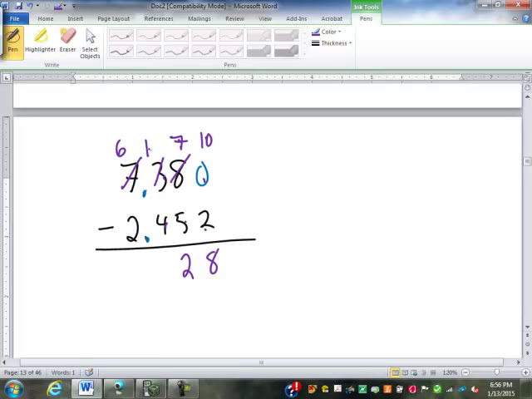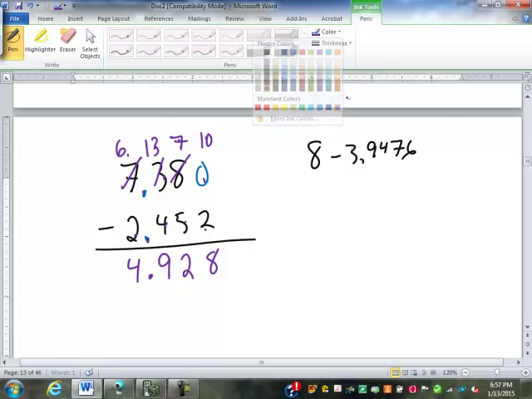This is 6 and 13. 13 minus 4 is 9. The decimal point does still come straight down. We can't cross it without bringing it down. 6 minus 2 is 4. I'm going to show you another one here, because this one gets a little tricky for people.